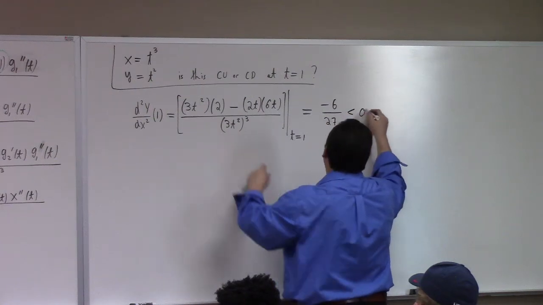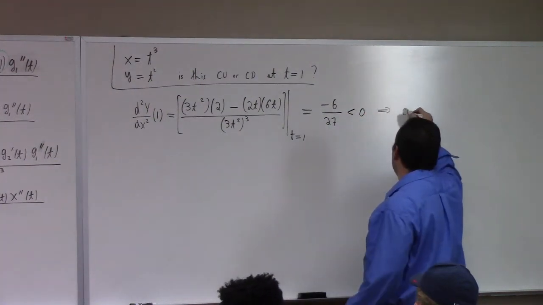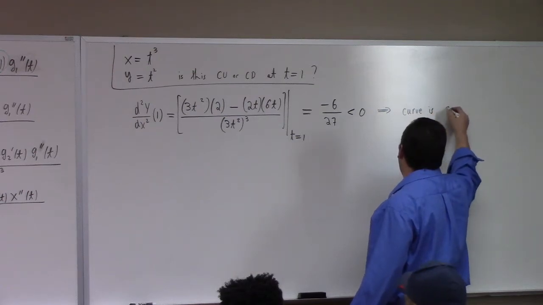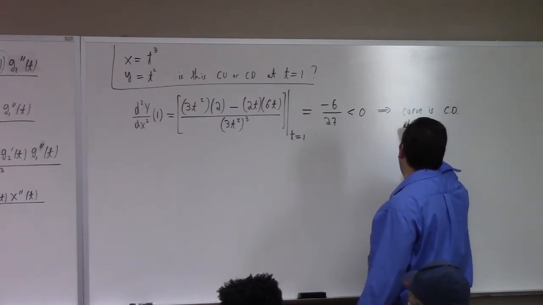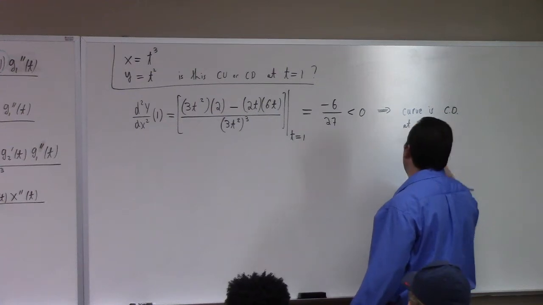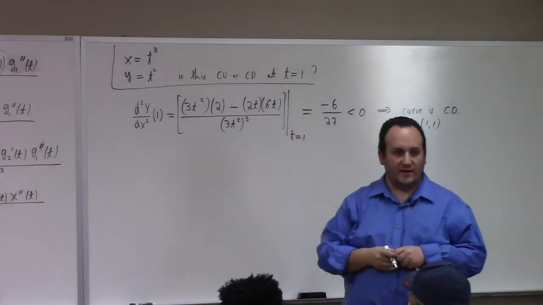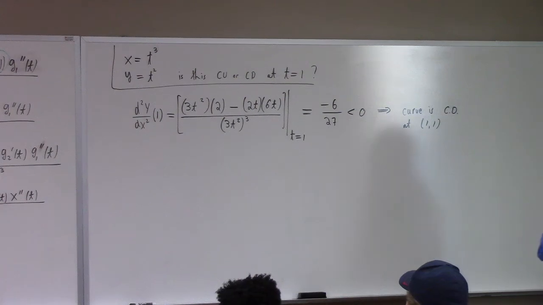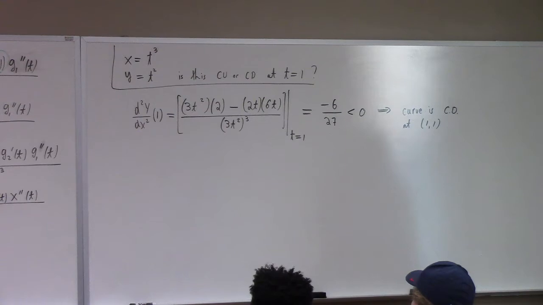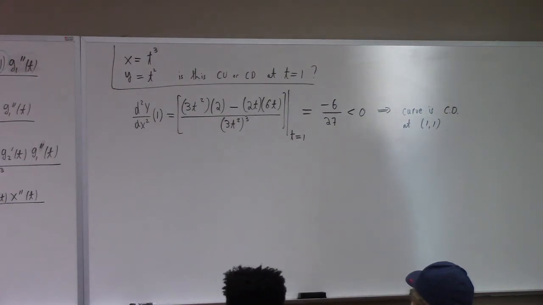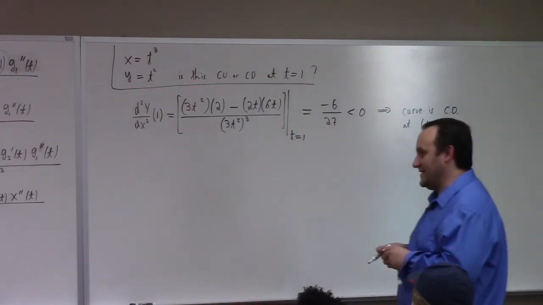That's less than 0, so that implies that the curve is concave down at 1, 1. I know it's 1, 1 because if I put t equals 1 into the y formula, I get 1. So that's just a standard form we can use to determine the concavity. If you want to judge the concavity of a parameterized curve, that's a formula you need to know. Otherwise, I don't know. It's kind of tough, yeah.